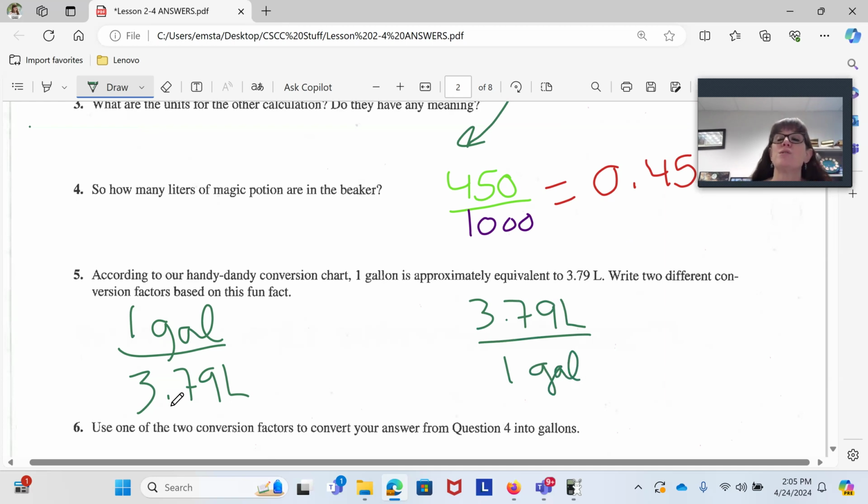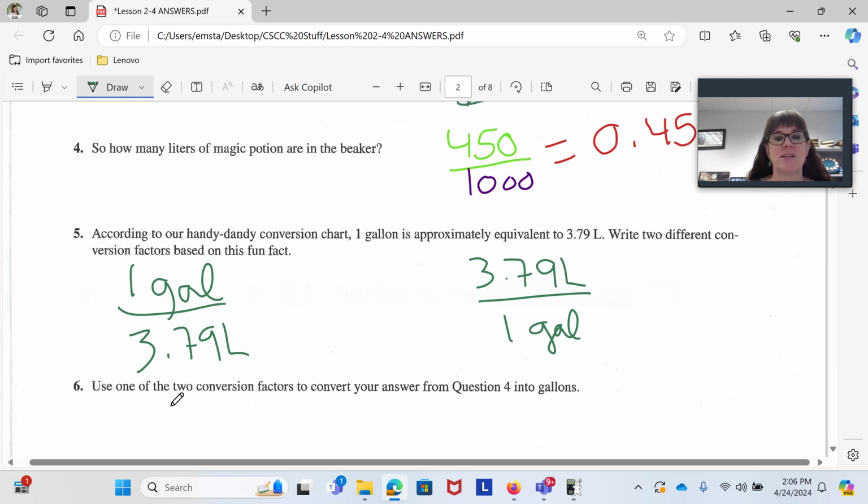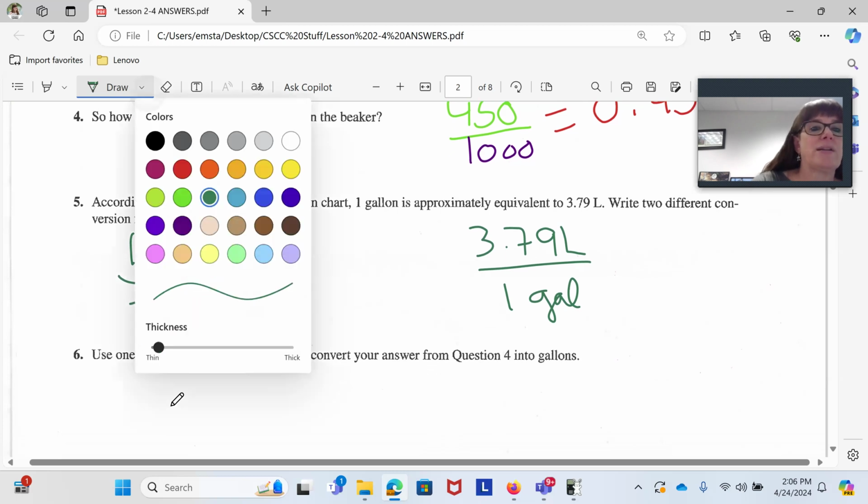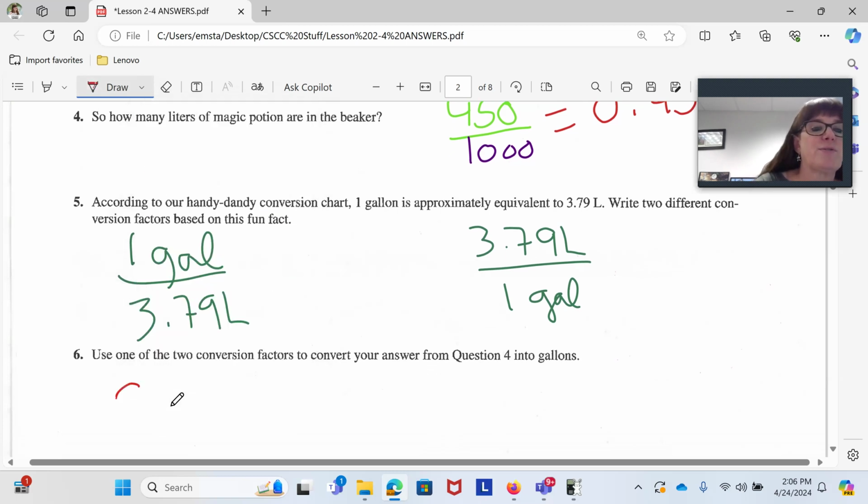They are both correct conversion factors. The one we choose to use is going to depend on what I'm trying to get to cancel out. In the first one, I have liters on the bottom, so that will cancel with liters on the top. In the second one, I have gallons on the bottom, so that will cancel with gallons on the top. So let's see what they're asking us to do. They're asking us to take our answer from question 4. So I'll go ahead and write that back in red since that's what we had it in there, 0.45 liters. And we want to convert that into gallons.